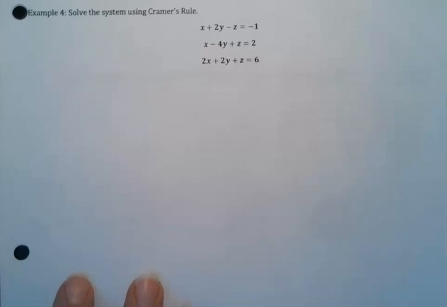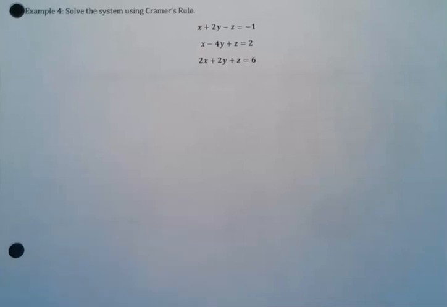All right, example 4 is doing the same thing. We're going to solve using Cramer's rule, except that you'll notice this time we have 3 variables. We have an x, a y, and a z. So we're going to solve using Cramer's rule, but this time it's a 3 by 3. So first of all, let's do our AX equals C equation.